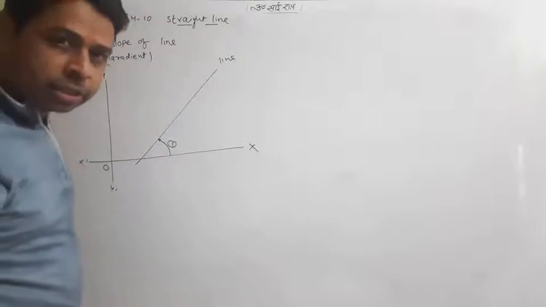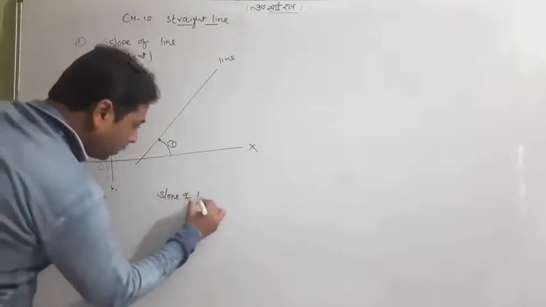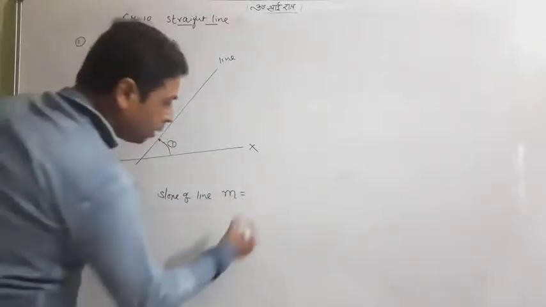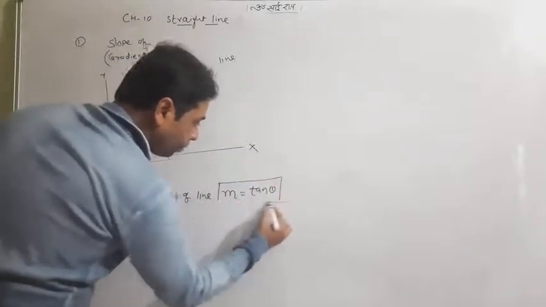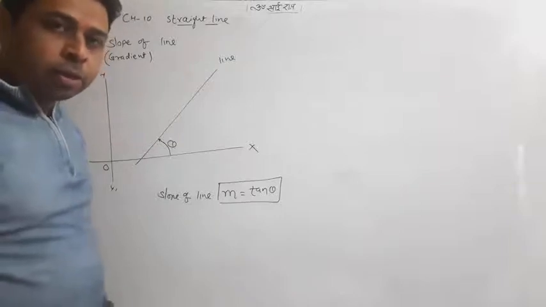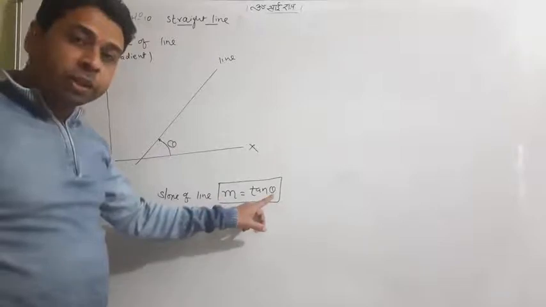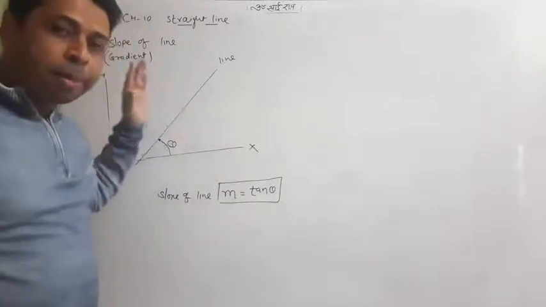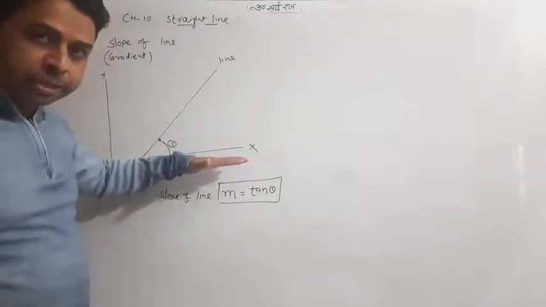Then the slope of the line, shortly called m, is given by the tangent of that angle: m = tan theta. This is the slope or gradient of the line. The gradient of a line is always tan theta, where theta is the angle made by the line with the positive direction of x axis. This is very important.